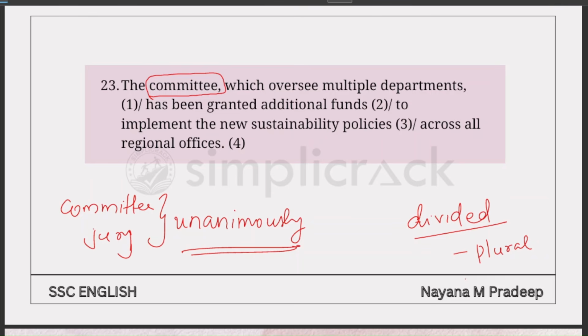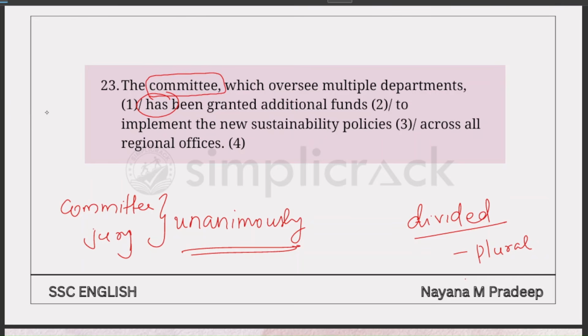Now, how will you identify whether committee is used in the singular or in the plural sense in this sentence? See, when you look at the verb has, you know that it is a singular verb. So it has to agree with the singular subject. So therefore, we know that committee is used as a singular collective unit.